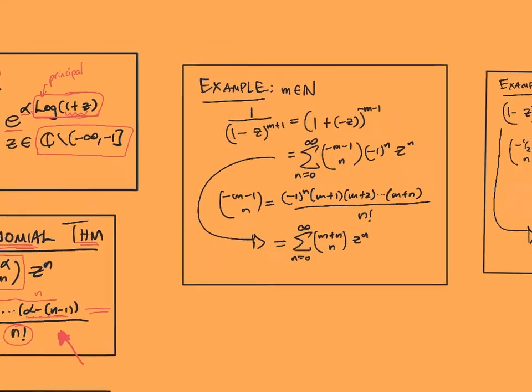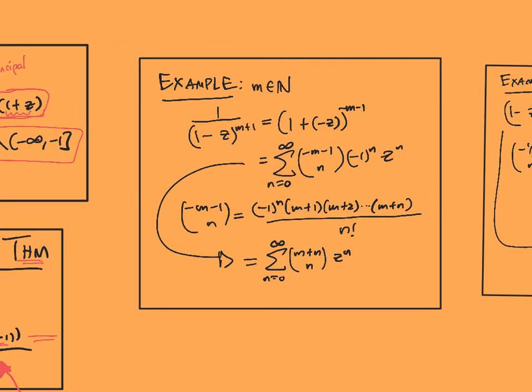Okay, well, let's look at some examples. We've already done this by hand, but the binomial theorem gives it pretty quickly. Maybe I shouldn't go through the details. I'll just point out that you can apply Newton's binomial theorem to 1 over 1 minus z to the m plus 1, where m is a natural number, and get the formula that we've had before down here. So this is just a good check.